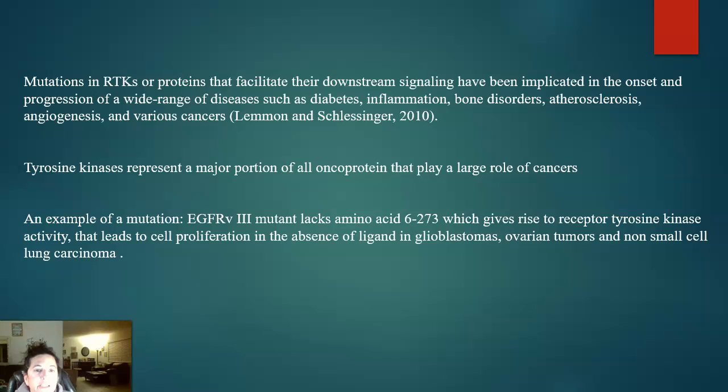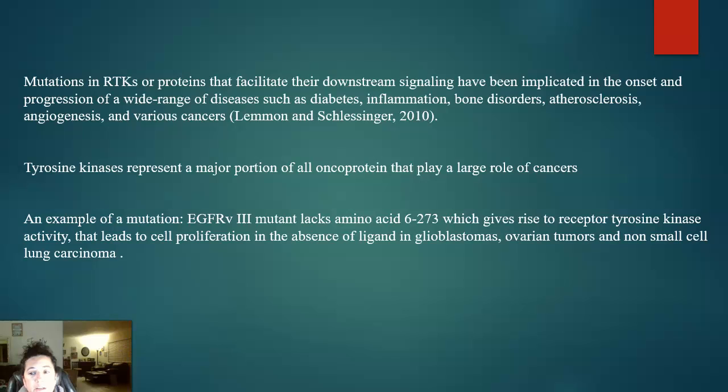So mutations in the RTKs or proteins that facilitate their cascade, their signal pathway, have been implicated in the onset and progression of a wide variety of diseases. We talked about those IRs, and that can create insulin resistance and diabetes. We have inflammation, bone disorders, atherosclerosis, angiogenesis, and then I'm going to talk about the gastrointestinal stromal tumors.